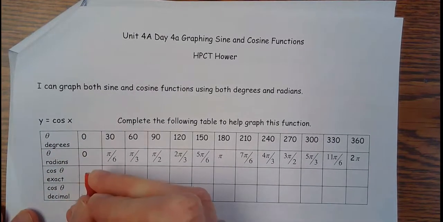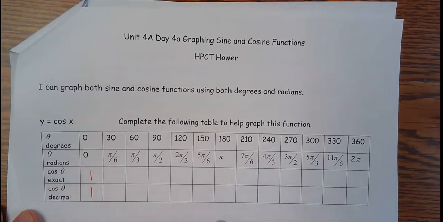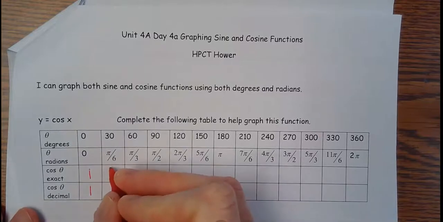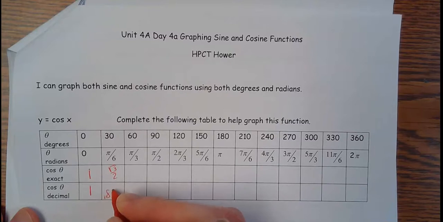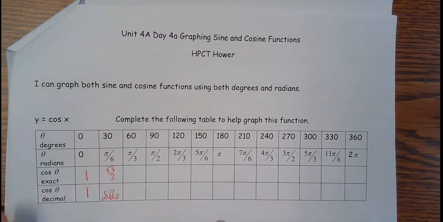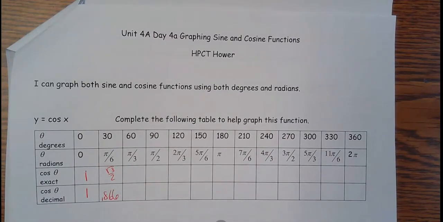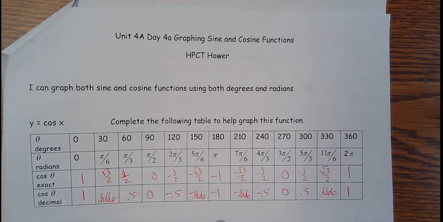And the cosine for 0 is 1, and the exact value is 1 and the decimal is 1. And then the exact value here would be radical 3 over 2. The decimal for that, type in the calculator, 0.866. So go ahead and fill this out for me, and then continue your video. Okay, so now you have filled it out.